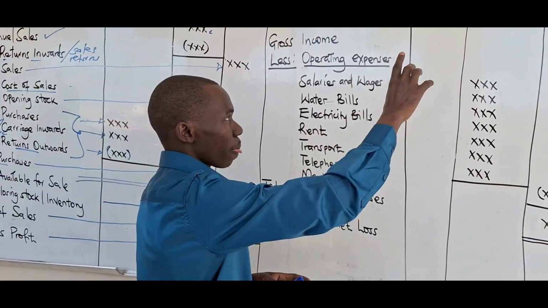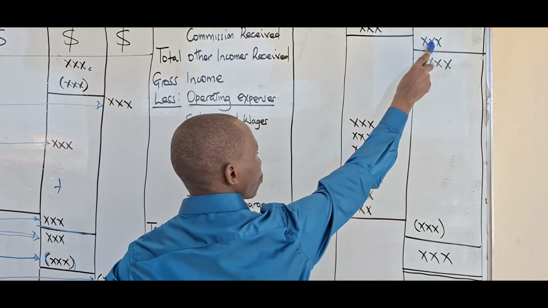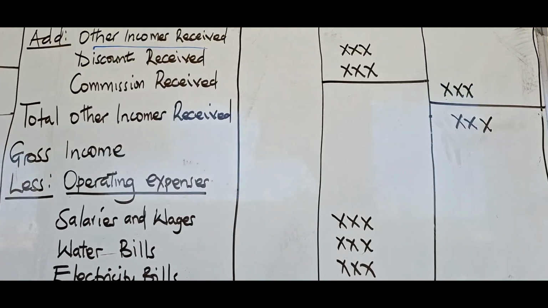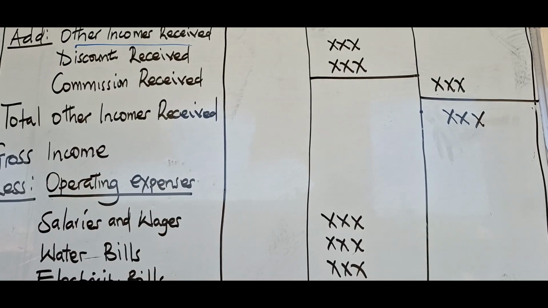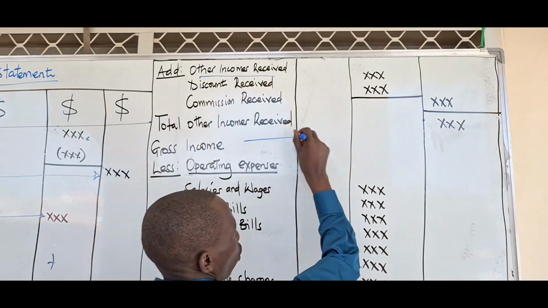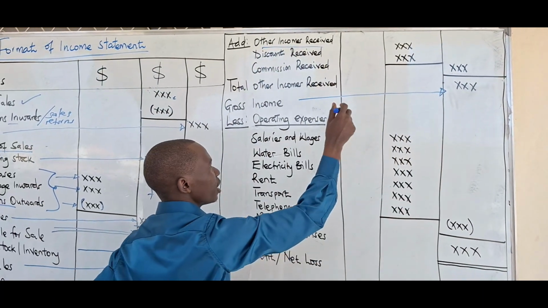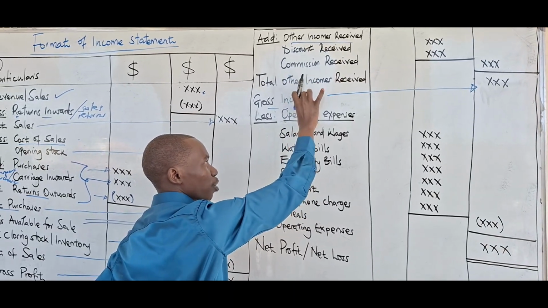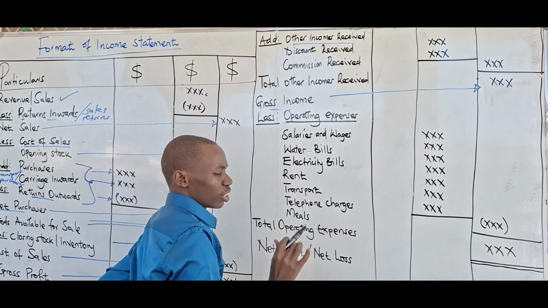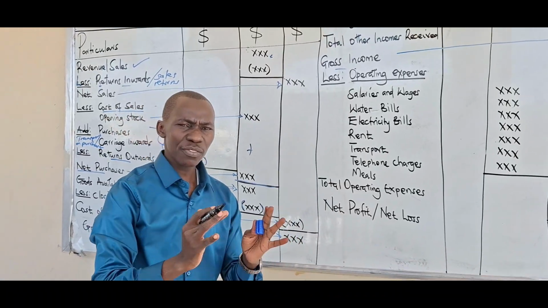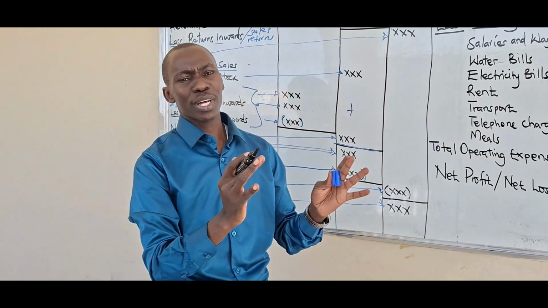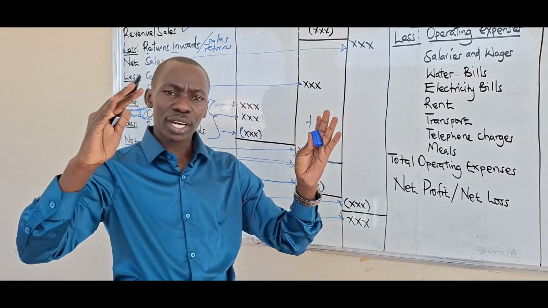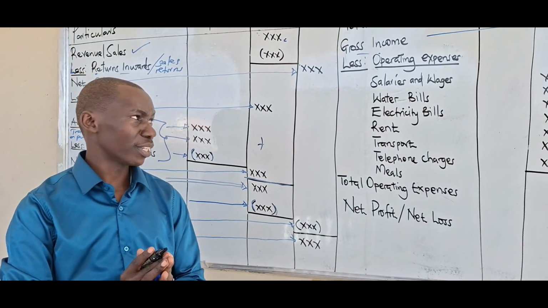You add them and you bring them here so that we can get the gross profit. We add other incomes received, and there you get what we call gross income. Meaning this gross income contains two elements, the gross profit and any other income received. You check the question. If there is any other income received from other sources, please bring it and add it on your gross profit to get the overall gross income for the business.